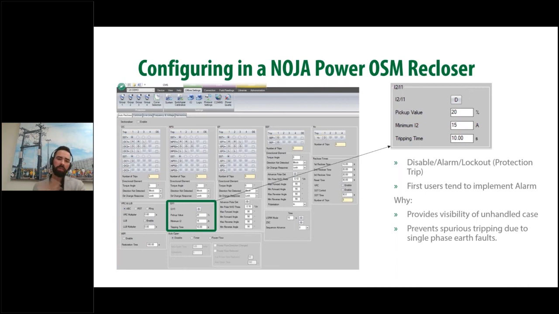By default for us, we set it at 20% because at least in 3-wire networks, that's a fairly safe amount. Provided your minimum I2 is 15 amps, that is going to catch most of the cases and give you sufficient selectivity without spurious tripping. You'll also see that we've got a longer tripping time because that also prevents spurious tripping due to earth faults on that network.